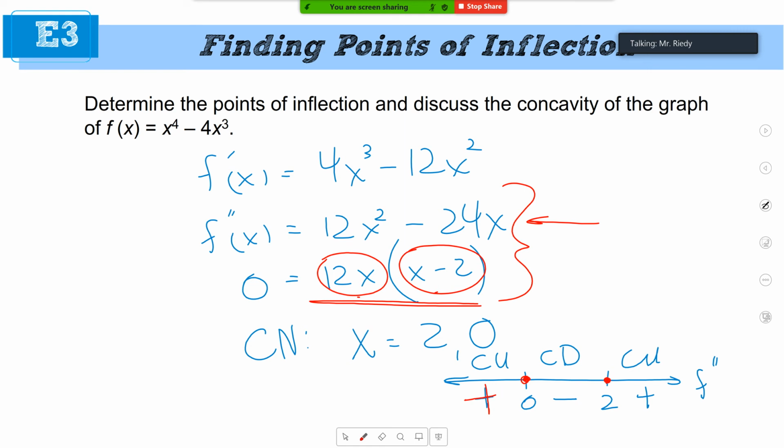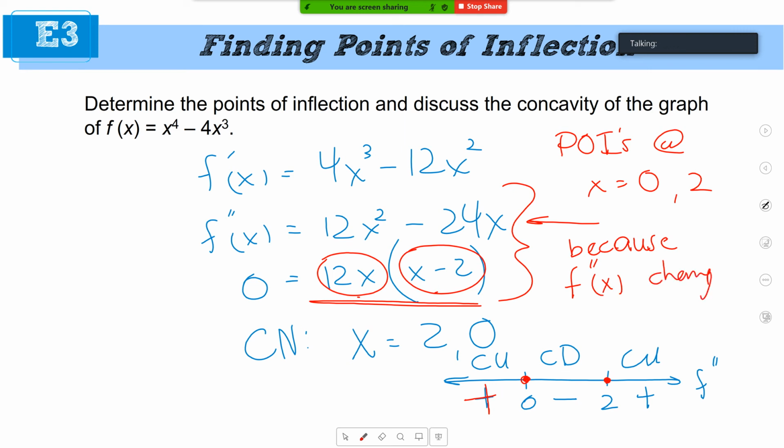Remember, if it goes from positive to negative, you get a maximum. If it goes from negative to positive, you get a minimum. It doesn't apply here. We don't care if it goes from concave up to concave down or concave down to concave up. All we care about is that it changes. Okay, so there are POIs at x equals 0 and 2 because f double prime of x changes sign. Okay, that's it. I don't care if it goes concave up to concave down, or concave down to concave up. There's still going to be points of inflection.